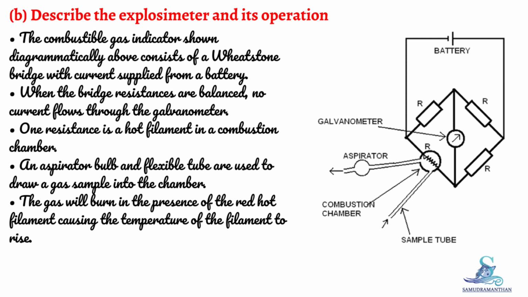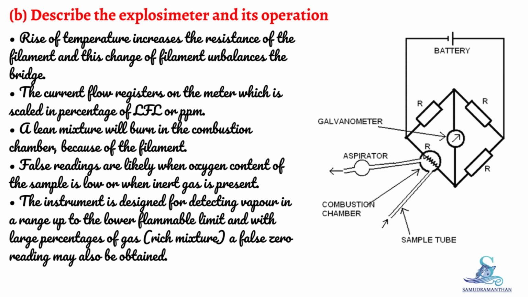An aspirator bulb and flexible tube are used to draw a gas sample into the chamber. The gas will burn in the presence of the red-hot filament, causing the temperature of the filament to rise. Rise of temperature increases the resistance of the filament, and this change of filament unbalances the bridge. The current flow registers on the meter, which is scaled in percentage of LFL or ppm. A lean mixture will burn in the combustion chamber because of the filament.